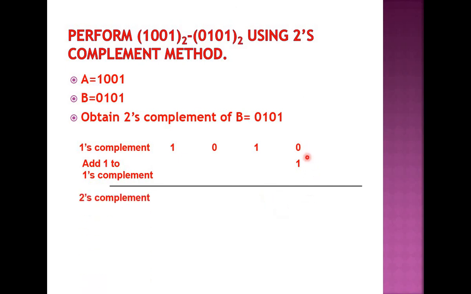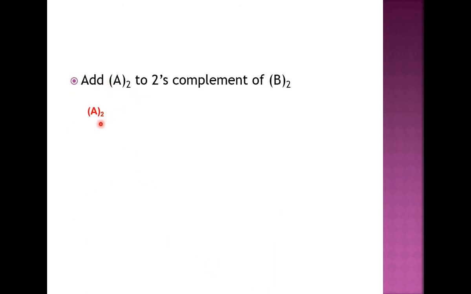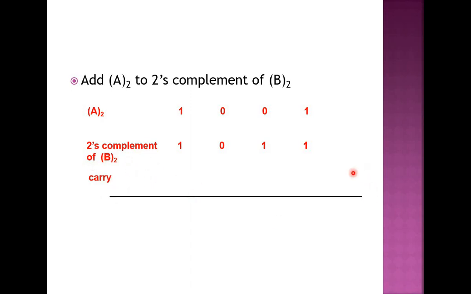So we write that as 0 plus 1 is 1. Again the 1 is written as it is, the 0 is written as it is, and the 1 is written here. In this way we get the 2's complement of B as 1011 to the base 2. Now this 2's complement has to be added with A to the base 2. So here A to the base 2 is 1001, and the 2's complement of B is 1011. Now we have to perform the addition, and whenever a carry is generated we write it below the 2's complement of B. Now we perform the addition.